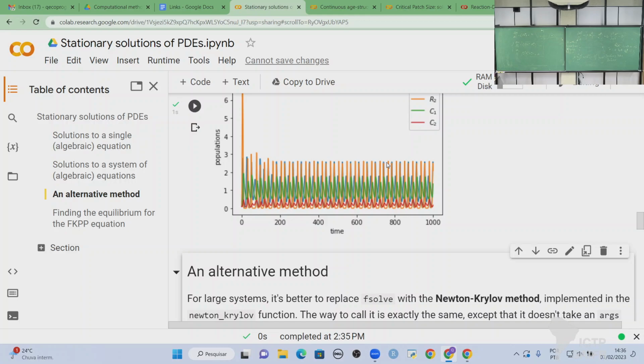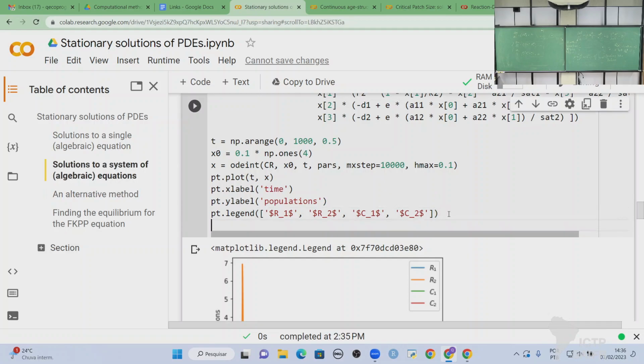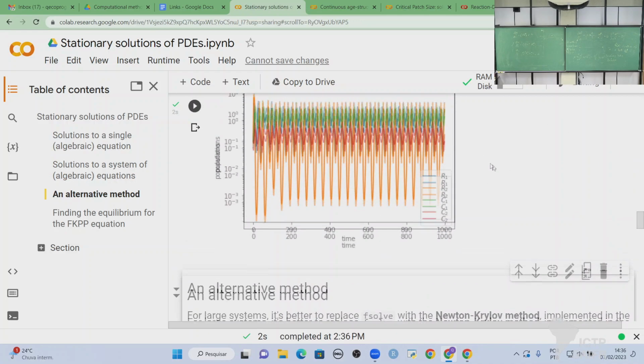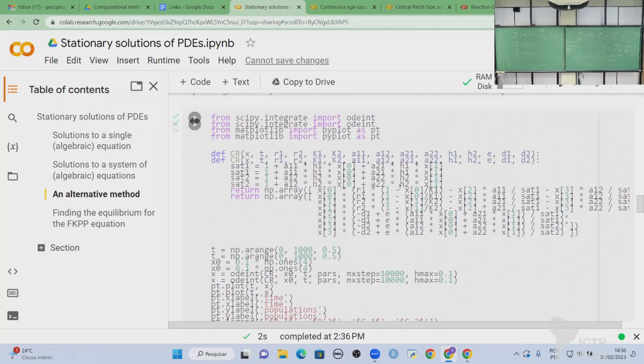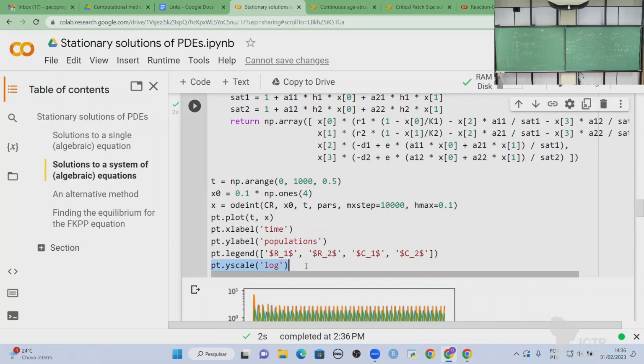Can we see that in log scale? Sure, out of curiosity. So the minimum for the second resource is kind of low, 10 to minus 3. Okay. Nice. So you see, we found the fixed points, but actually the solution is not a fixed point. Let me go back to the linear scale.